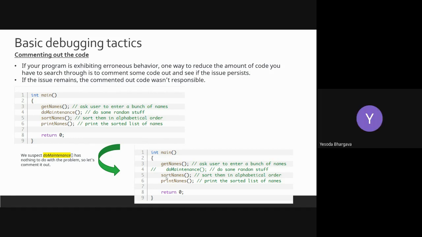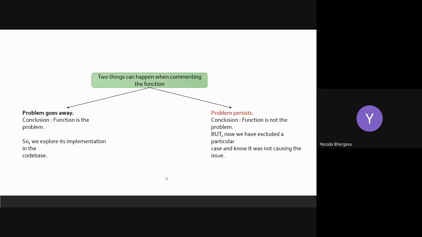Okay, because when you comment it out and the problem goes away, then the function could be the cause of the problem, or you might need to look at its implementation if it's interfering with the overall success of the program. If the problem is persisting, that function is not the problem, but at least you have identified that that particular function is not a part of the problem. So that alone is a step in the positive direction, because even though you have not been able to isolate the cause of the error, at least you have been able to identify that that particular piece of code is not related to the error.